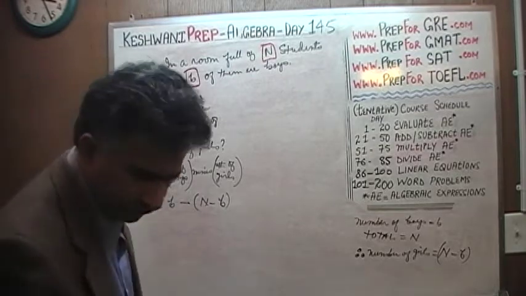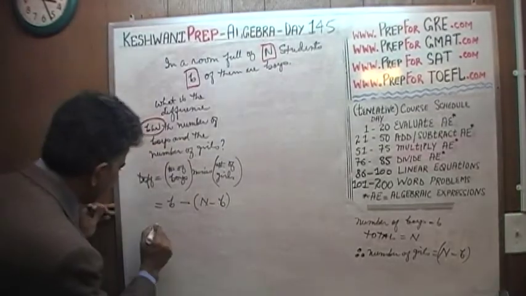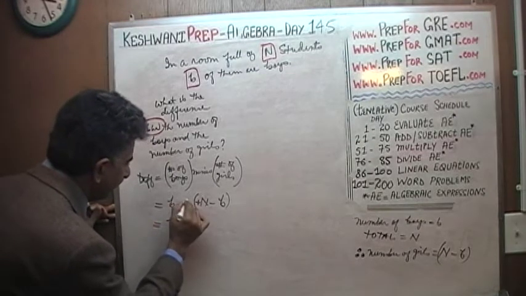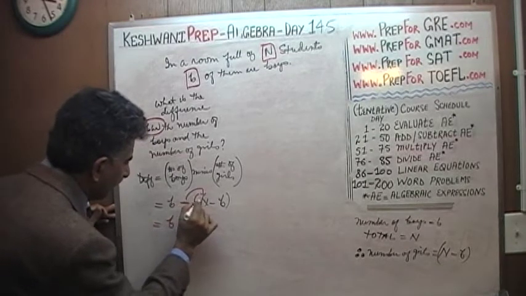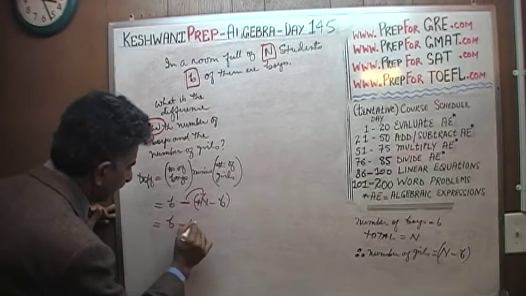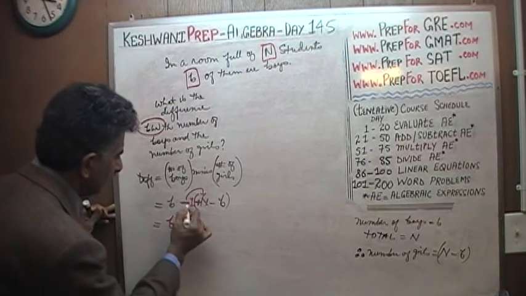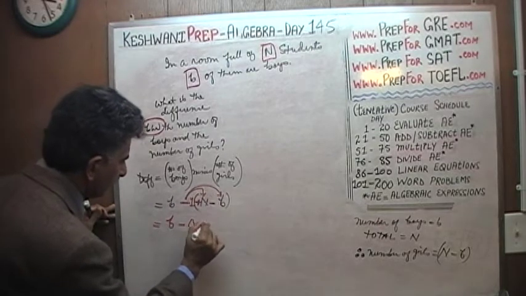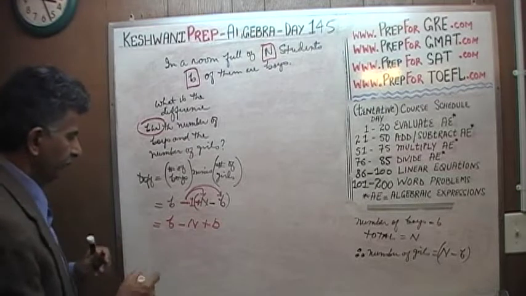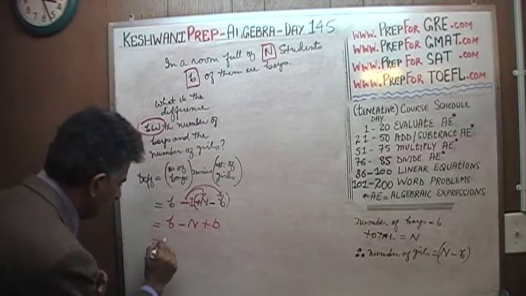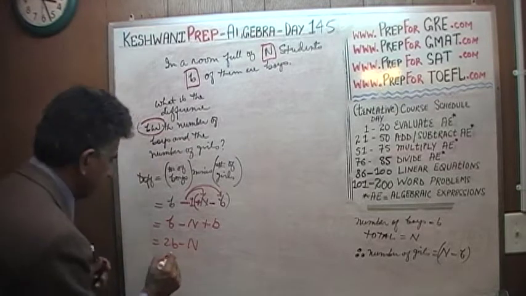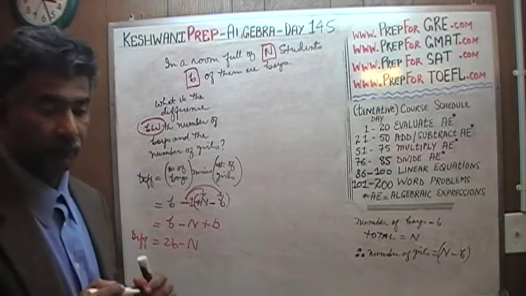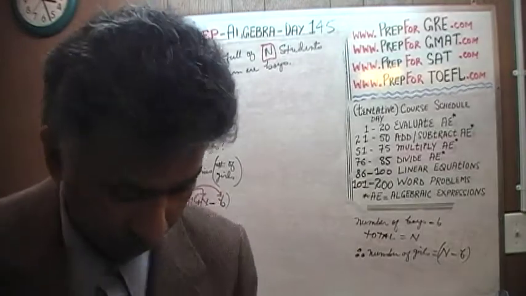You open the parentheses, and we get B minus, and a plus. Negative times positive is negative, so we get N, because here is just 1. And here we have negative times negative, which is going to be positive B. B plus B gives us 2B minus N. That's the difference between the number of boys and the number of girls.